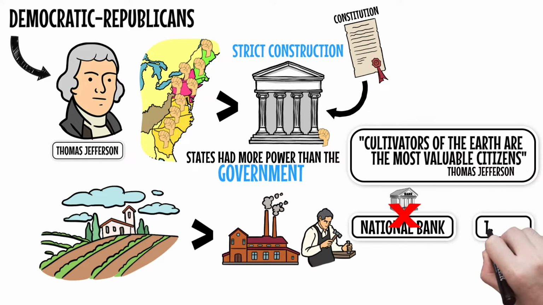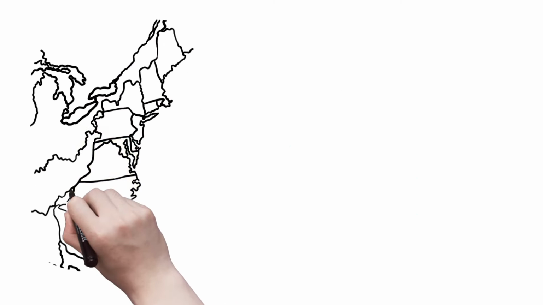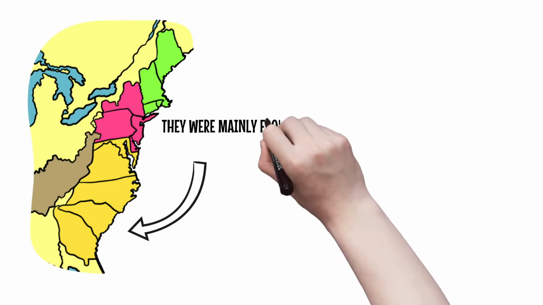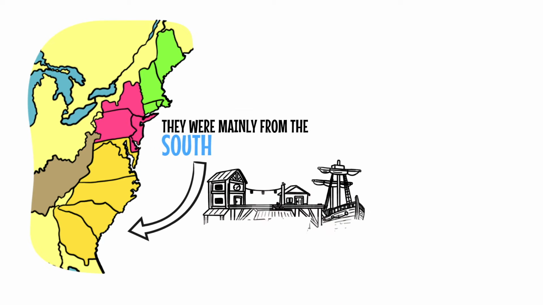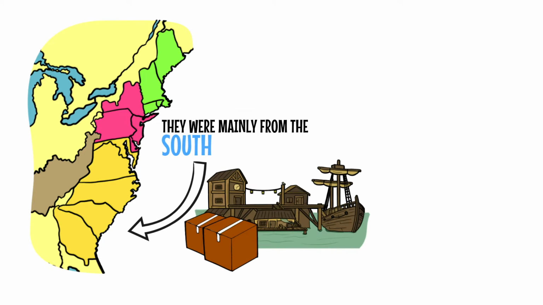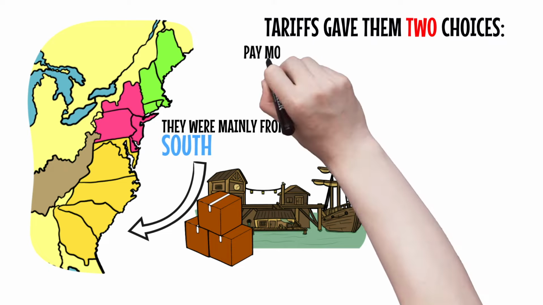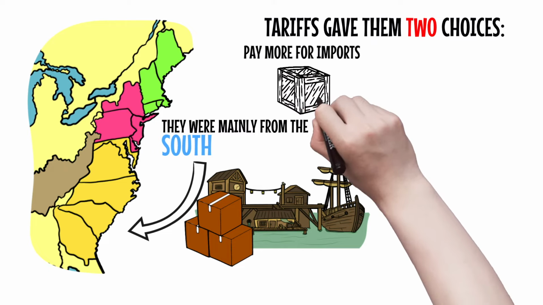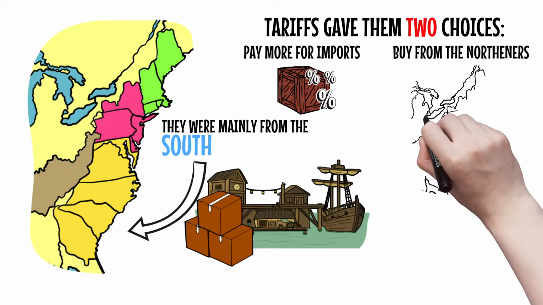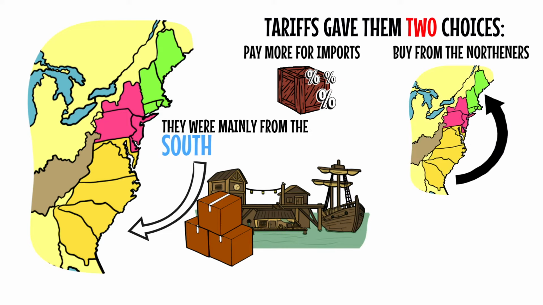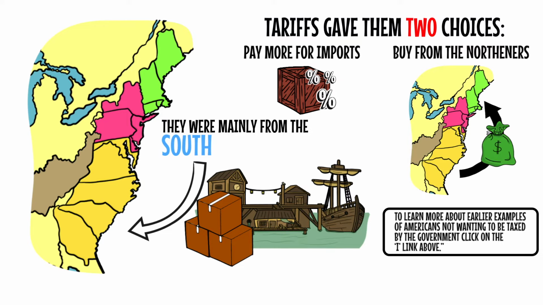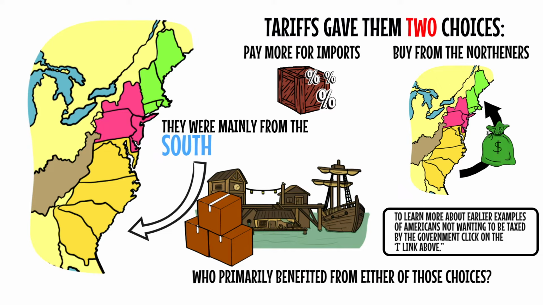Democratic-Republicans tended to oppose the national bank and tariffs. They were mainly from the South, and Southerners had to import more goods since they didn't produce their own. Tariffs gave them two choices: pay more for imports or buy from the Northerners. Similar to the Revolutionary War, ordinary Americans were angry about being taxed. Who primarily benefited from either of those choices? The Northerners.